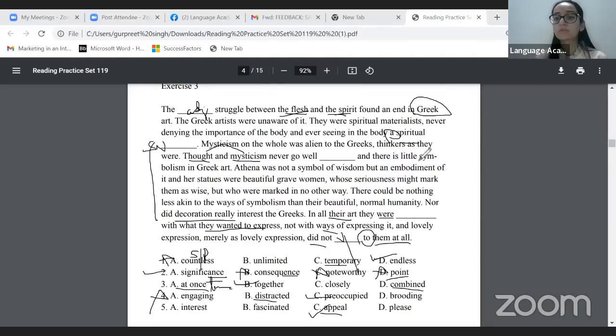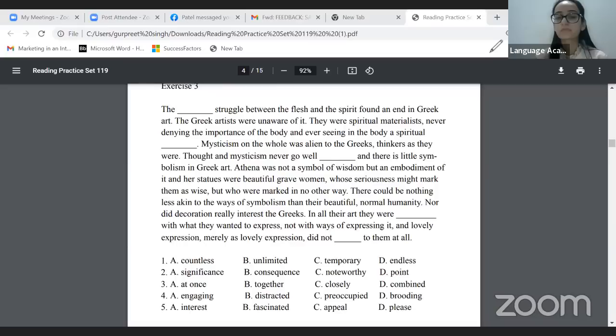Any confusions, anyone? In this second question. So second blank, we needed a singular noun. Consequence is negative. The sentence is not negative. We don't have a spiritual point in the body, so we are only left with spiritual significance. And it makes sense. We do have spiritual importances in our body. So third one is two things don't go well together. That's it. Because we don't know how to combine them. We don't know they were close or not. And at once is used with respect to time.